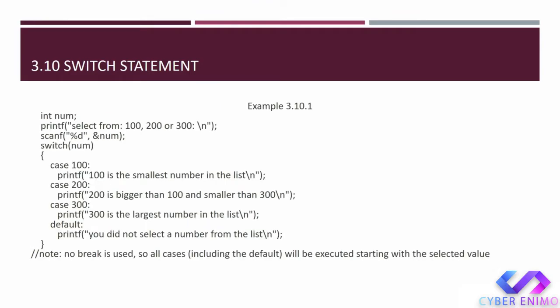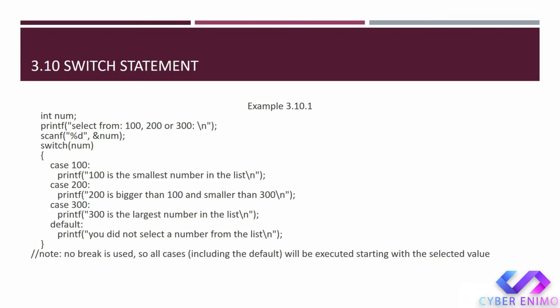In this code, we ask the user to select from 100, 200, or 300. Then we scan the user input and store it in the variable num. Then we use the switch statement to evaluate num against 100, 200, or 300. The default case will print a message indicating that the user did not select a number from the list.